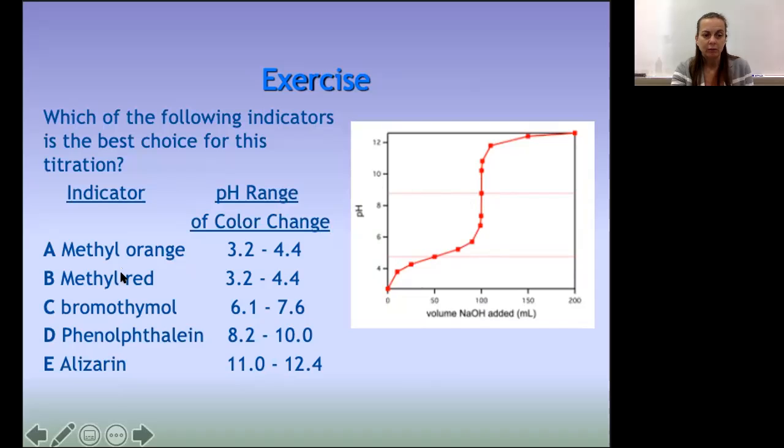We can see that methyl orange and methyl red, as well as bromothymol blue, all change color far too low. They would change way down here before we ever reach that equivalence point, or even over here. Phenolphthalein, on the other hand, changes color between 8.2 and 10.0. So that looks like a good choice. We'll just take a quick check. Alizarin would change too late. Alizarin wouldn't change until here. And so phenolphthalein is our best choice.